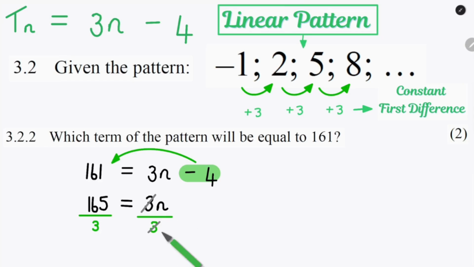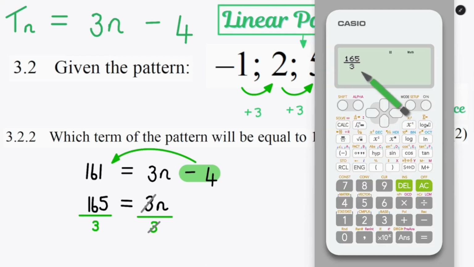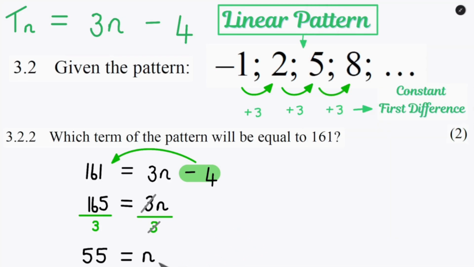Let's ask Uncle to step in here, brother. Alright, how's it put? 165 divided by 3, 55. Okay, thank you, brother.